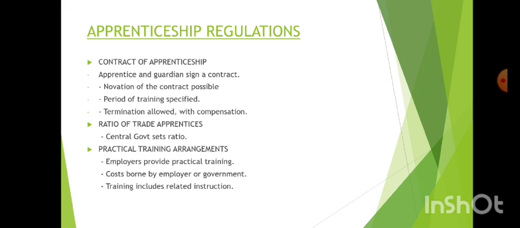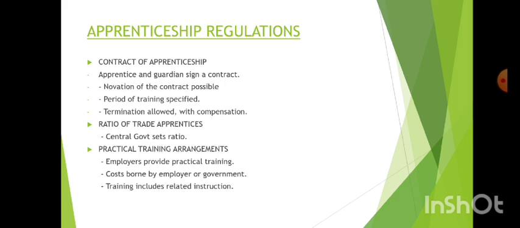Now coming to the ratio of trade apprentices, the central government is given the power to determine for each designated trade the ratio of trade apprentices to workers other than unskilled workers in the trade. So the ratio will be the number of apprentices to skilled workers.